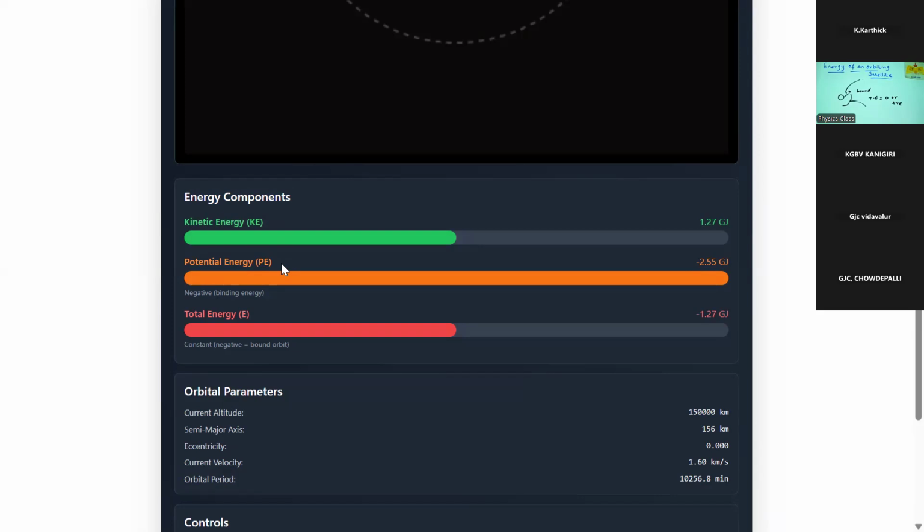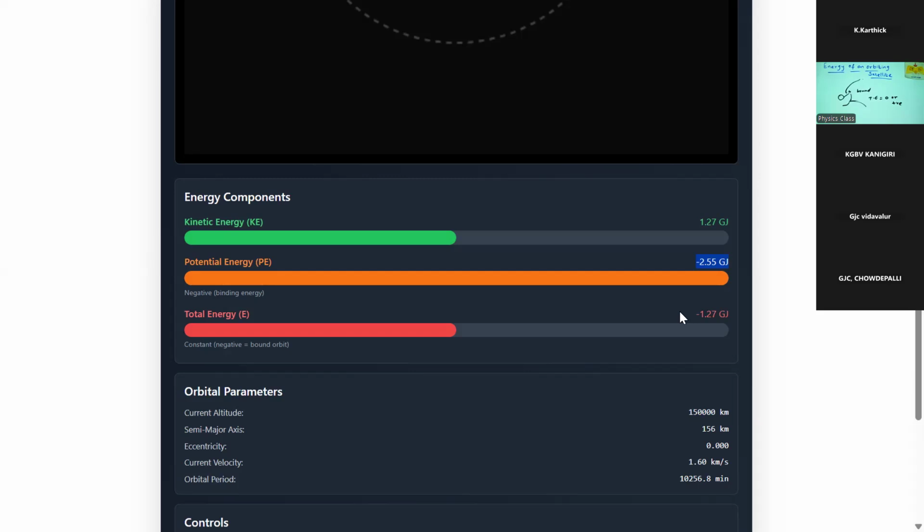So it represents the energy stored in the gravitational field. Notice it is always a negative number. You can see minus 2.55 GJ. GJ means gigajoules. Already you know joule is the unit for energy. So gigajoule means which is huge, so that's why we put GJ. So this negative number signifies a bound orbit. The satellite is trapped by the Earth's gravity.